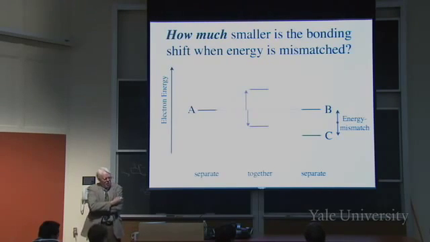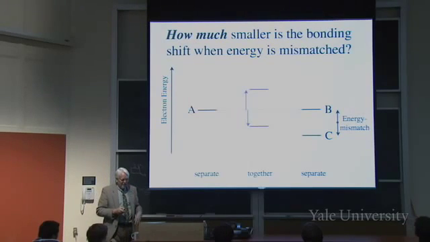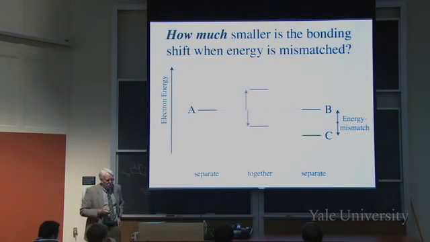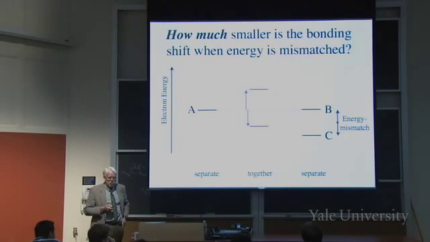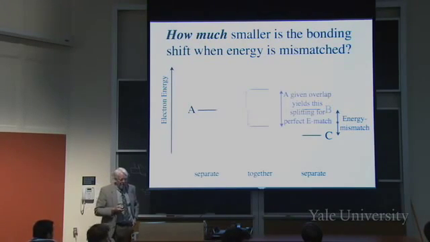Now, how much smaller is that bonding shift? When we were mismatched, they didn't shift as much with the same overlap. How much less? Exactly where does it end up? Well, that's not so crucially important to you, but there's a neat trick you can do to see that. Suppose we have that much energy mismatch, okay? And the red dot is halfway between A and C, since A and B are the same energy. So when A and B were perfectly matched in energy, that's how much splitting you got from that amount of overlap.